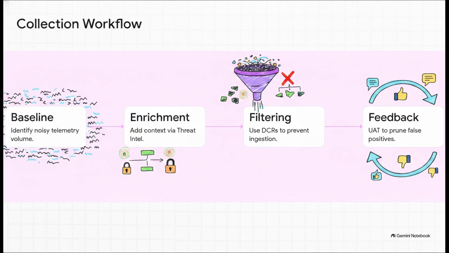Step 2 is contextual enrichment. This means integrating threat intelligence or CMDB data so you can tag assets with risk scores, allowing the SOC to prioritize high-value targets. But Step 3 is where the magic really happens: ingestion filtering using data collection rules, or DCRs. By applying KQL-based filtering right at the source, DCRs prevent low-value data from ever reaching the workspace or triggering unnecessary alerts. And of course, you finish with a strong user acceptance testing phase, validating against a golden image and incorporating direct feedback from your analysts to continuously prune those persistent false positives.